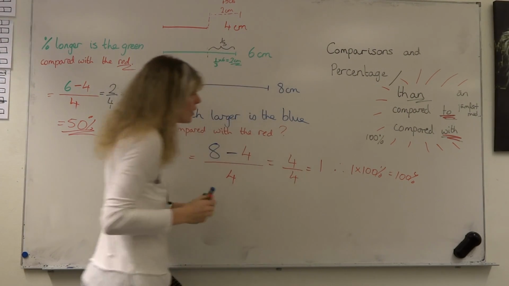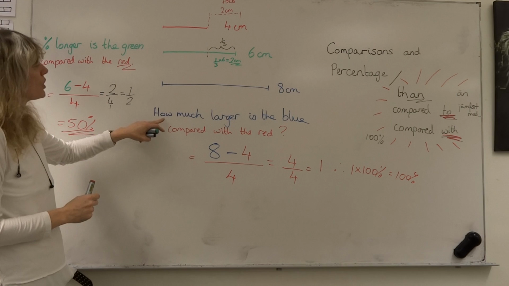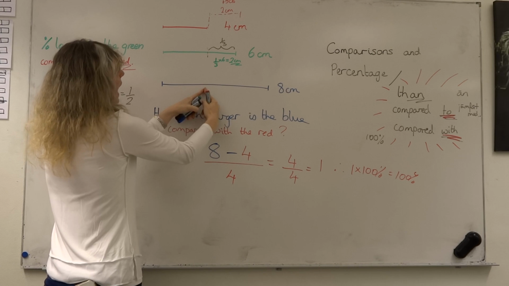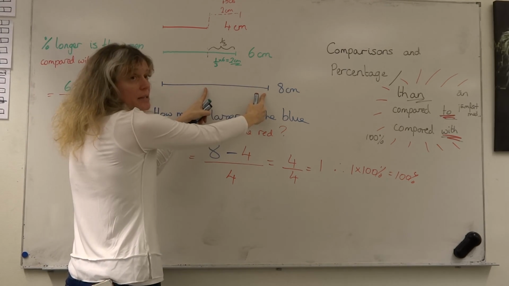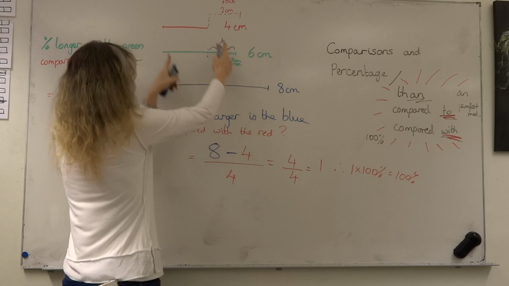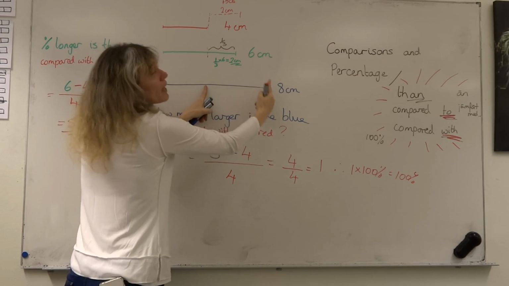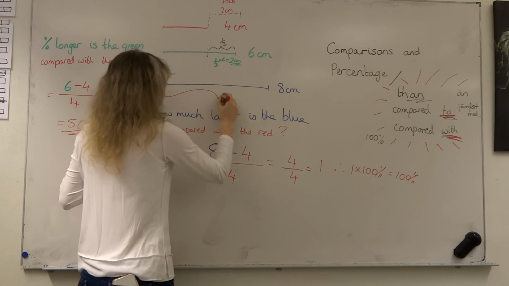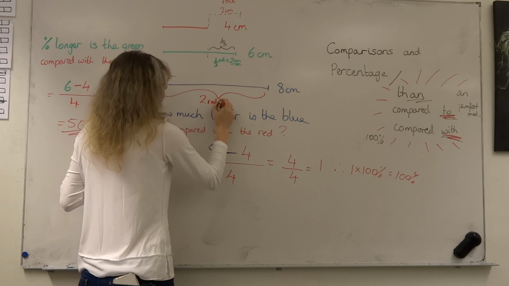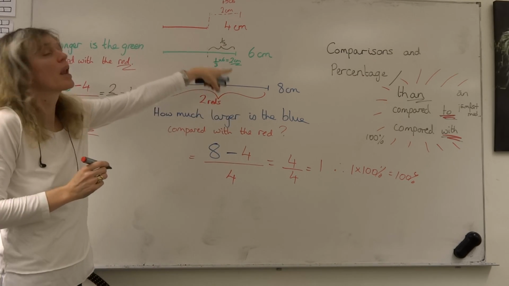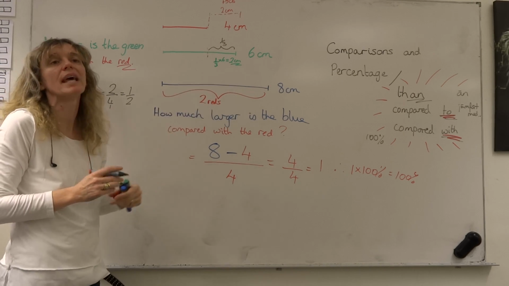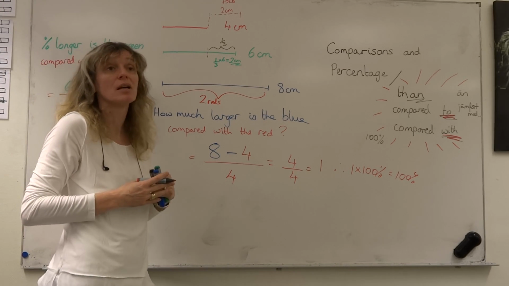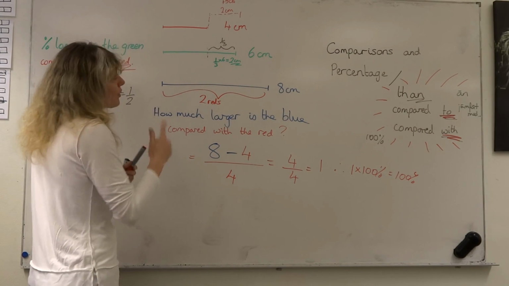Okay. So, how much larger is the blue than the red? Is it true that if I took the whole of the red one and added it again, I'd get 8 centimeters? Yeah, it is. It's a 100% increase. The blue one can be thought of as being 2 reds, so 1 red one plus another red one. So it's a 100% increase. You can say it's twice the length, or you can say the length is increased by 100%.